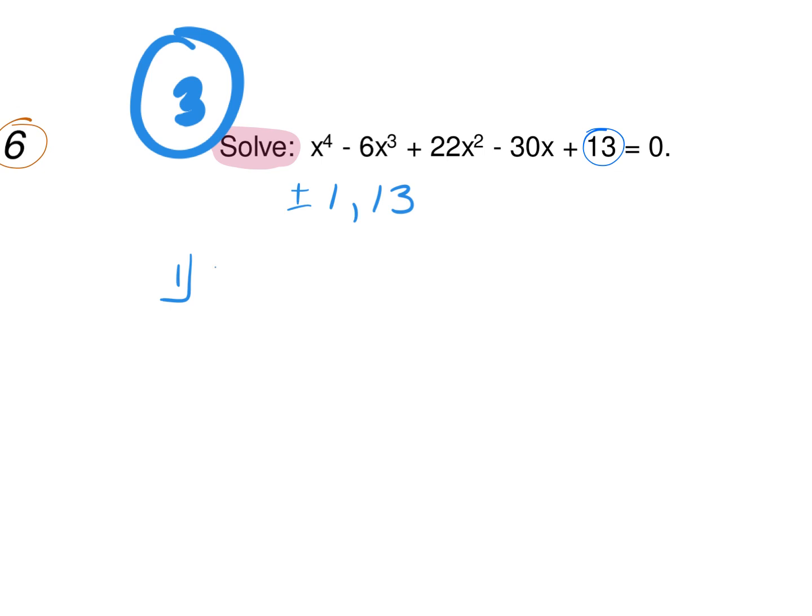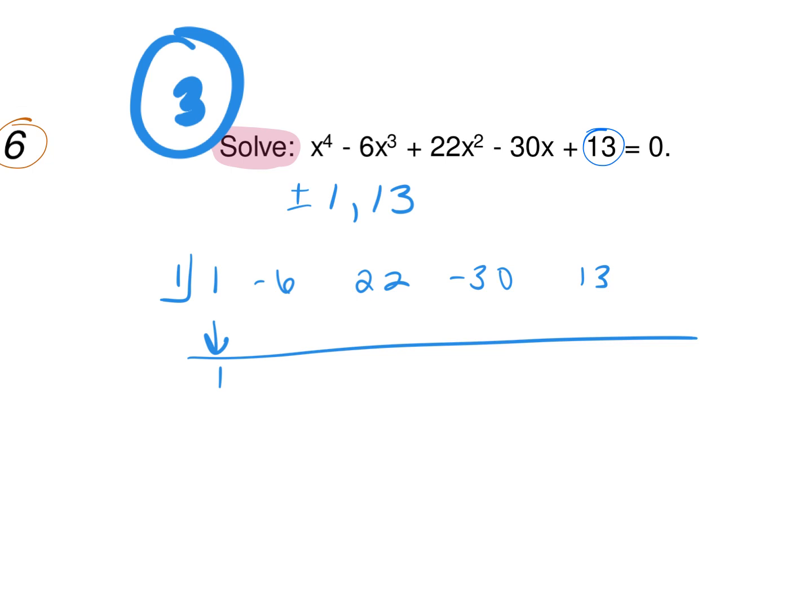All right, coefficients. I have 1, negative 6, 22, negative 30, and 13. So bring down our 1. 1 times 1 is 1. Negative 6 and 1 is negative 5. Negative 5 and 1 is negative 5. 22 minus 5 is 17. 17 times 1 is 17. What's negative 30 and 17? Negative 13. What's negative 13 and 13? Zero.